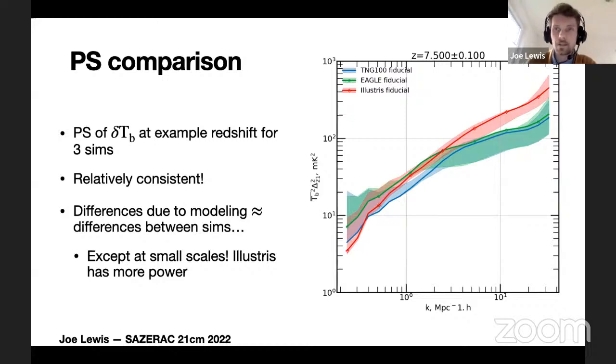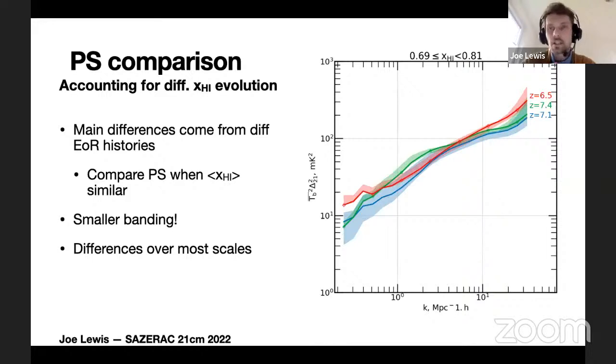A way of doing that, roughly, is to, instead of looking at the power spectra at fixed redshifts, look at them at redshifts where the mean neutral fraction is similar, which is taken as representative of the advancement of reionization in the box, and so the stage of reionization that you're representing.